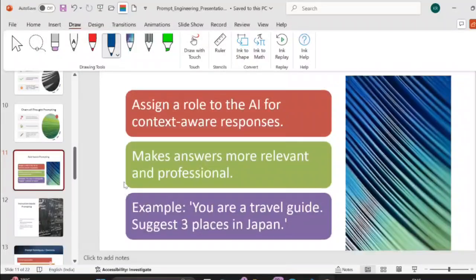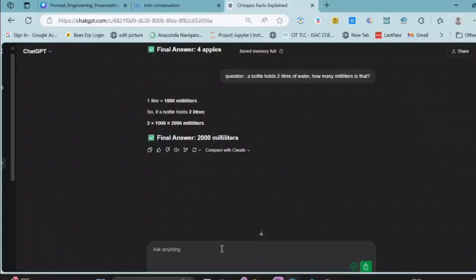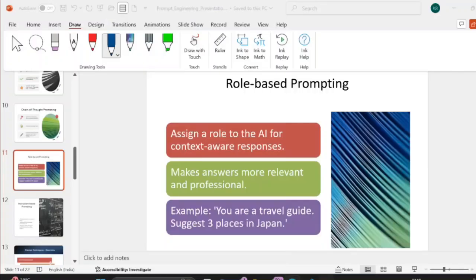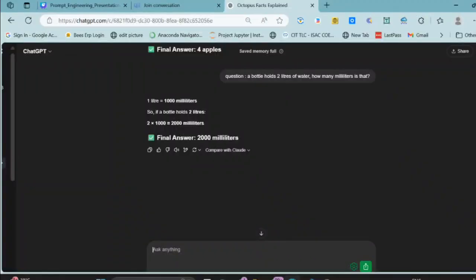Next, role based prompting. This is one of the best prompting techniques ever, which is never old. Let's move to a practical example after completing the basic theory part. Assigning a role to the AI for context aware responses. In this, imagine like this: I am going to act as a... We are assigning roles to the AI. This makes answers more relevant and professional. You are a travel guide. Suggest three places in Japan for 3 days. For this, I would like to ask a few questions.